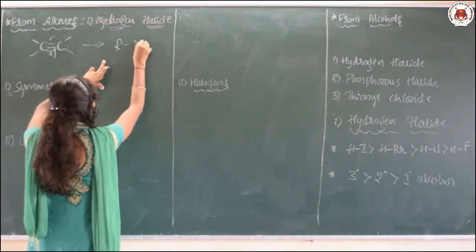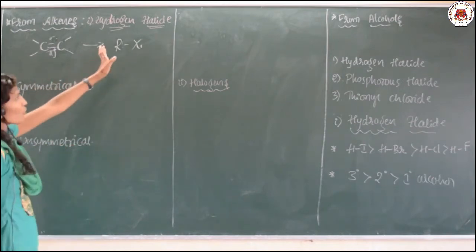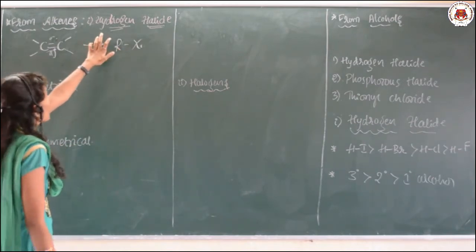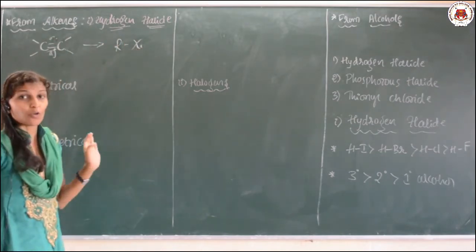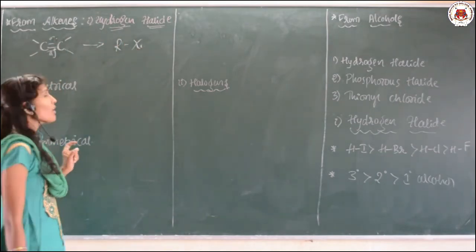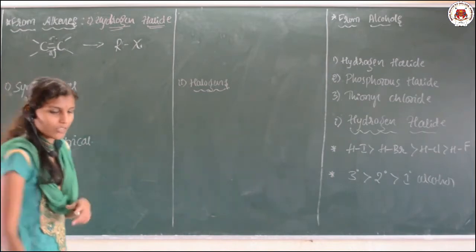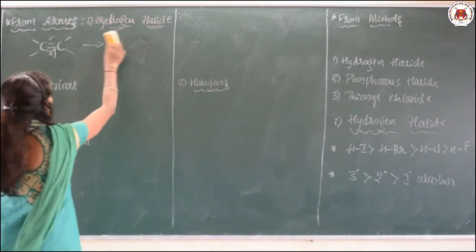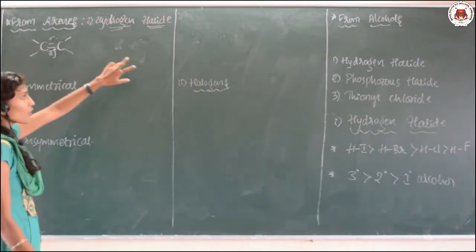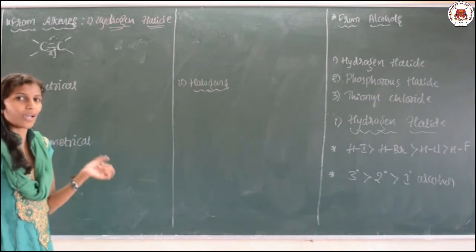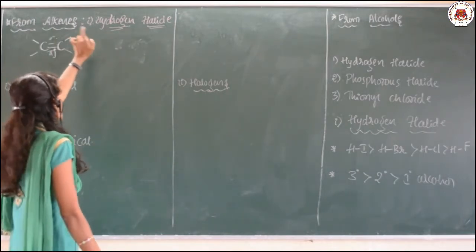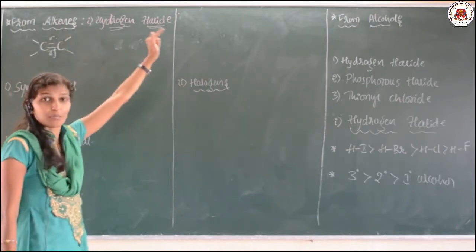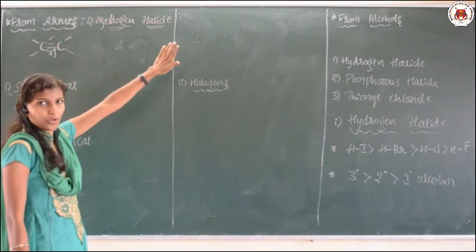You can take RX. Okay. So, by using the alkene, we are preparing the haloalkane. Let me tell you, by using the alkene and two other compounds, we are able to prepare the haloalkane. First one, by adding hydrogen halide to the alkene, we can prepare the haloalkanes.